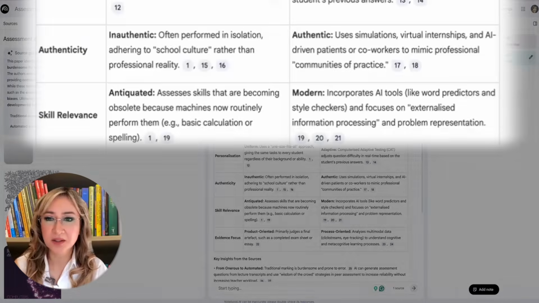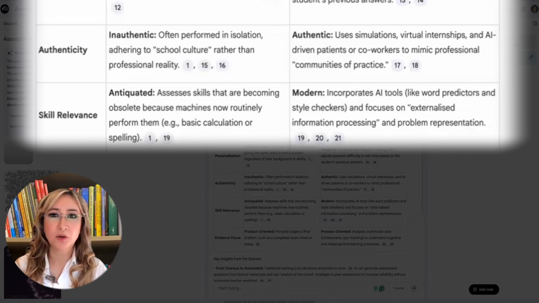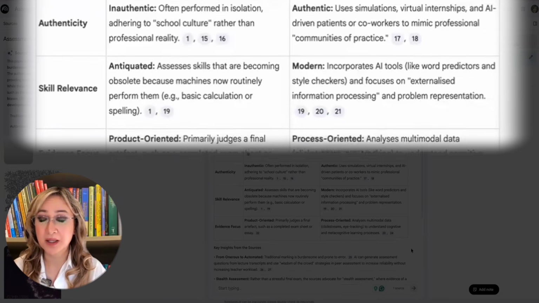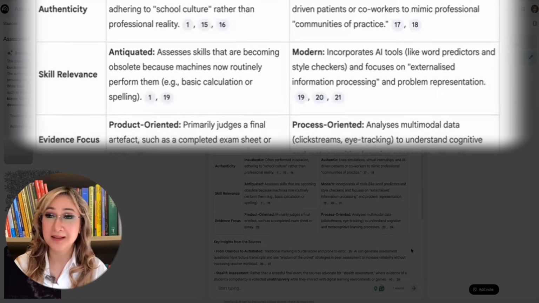Then we've got authenticity: inauthentic for traditional assessment, authentic for AI-aged, okay, because we can use simulations, virtual internships, AI-driven patients, co-workers, yeah, and mimic professional communities of practice.